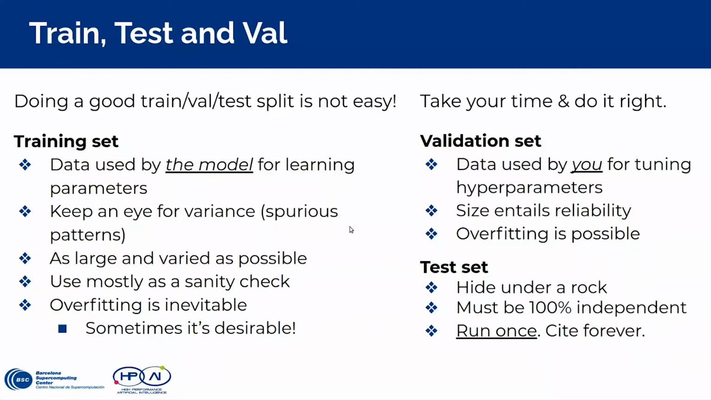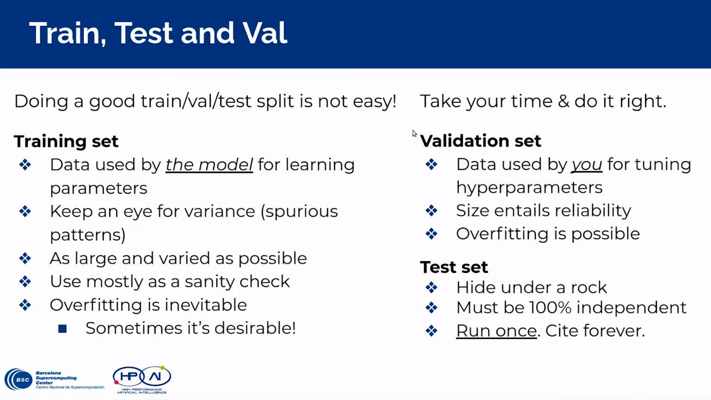And we need it to be as large as possible. Overfitting to this data is inevitable. Even desirable at some point, and we should be able to overfit to it to demonstrate that the network can in fact memorize patterns in the data.